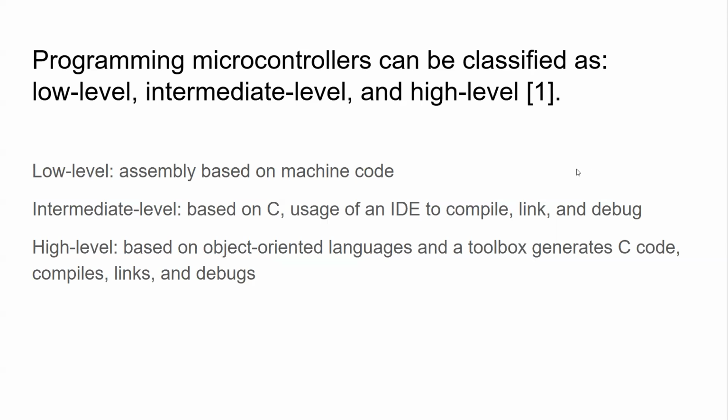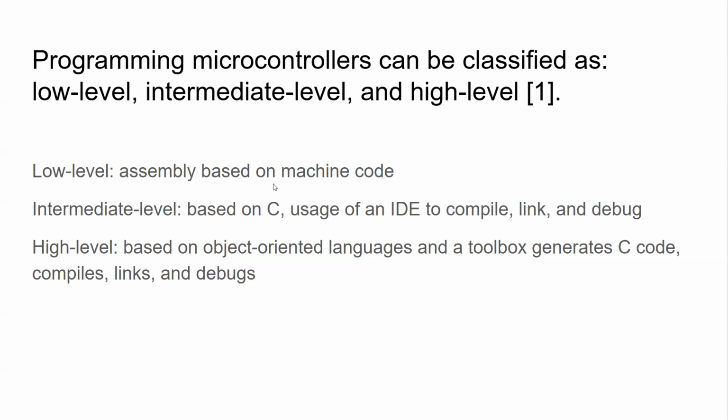So programming microcontrollers can be classified as low level, intermediate level, and high level. So this was done by that textbook. They classified at these levels. So low level is assembly, right? So some of you may have experience with digital logic and that kind of design on FPGAs and writing assembly code, right? Like loading up registers, having an arithmetic logic unit to add different things, and a program counter, that kind of level. Intermediate level is based on the C programming language for the most part.